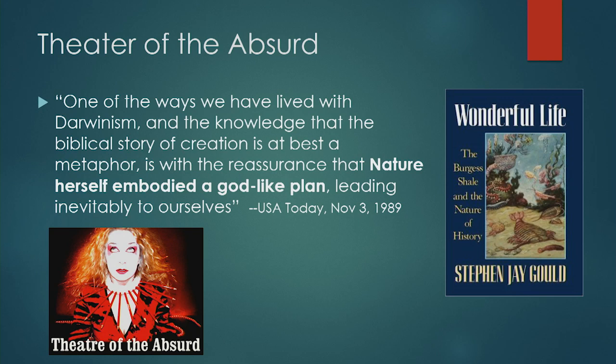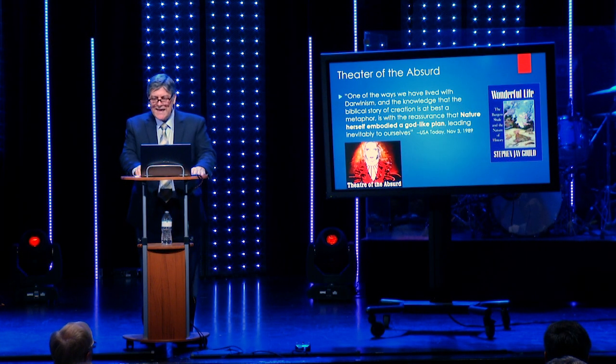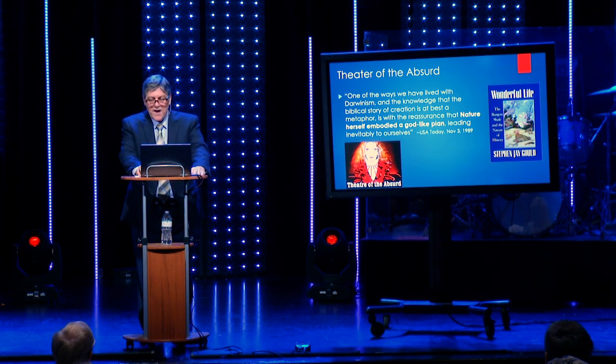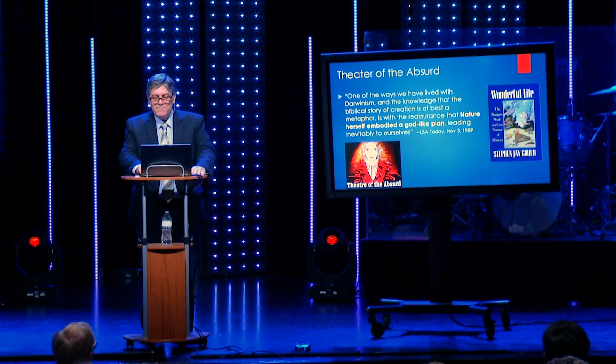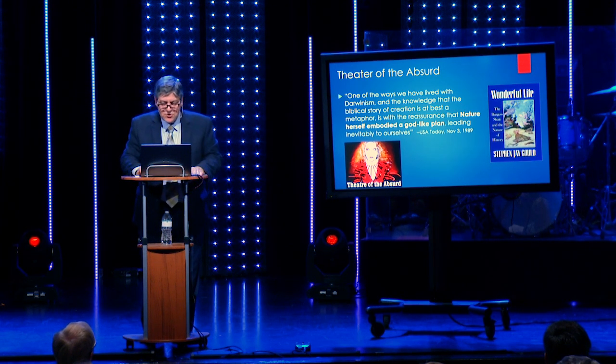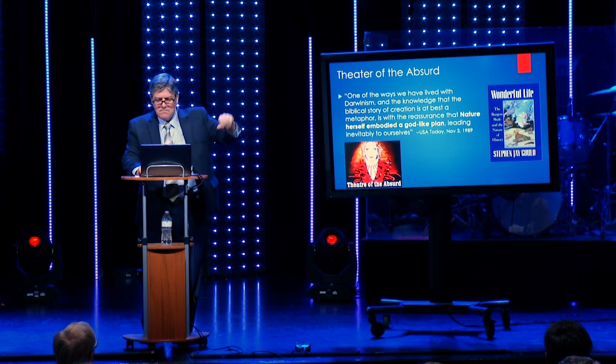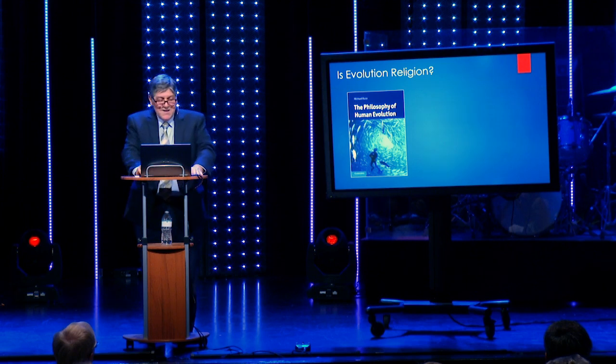One of the ways we have lived with Darwinism and the knowledge that the biblical story of creation is at best a metaphor is with the reassurance that nature, capital N, that nature herself embodied a godlike plan leading inevitably to ourselves. A plan? Sounds like intelligence to me. Oh, I get it. It's okay to believe that nature has a godlike plan, but you can't believe in God. It's a complete capitulation. He acknowledges that evolution without guidance, without a direction, without a plan, without a purpose doesn't work. But he's not willing to ascribe it to God, but only to nature. Excuse me, teacher, what class is this? So if there's a godlike plan, then maybe evolution is actually a religion.